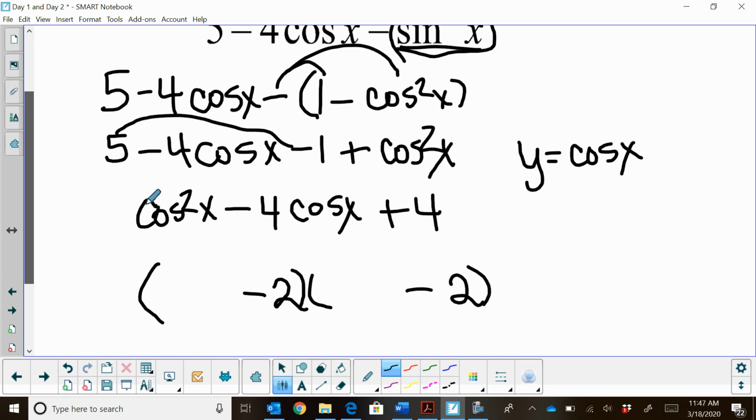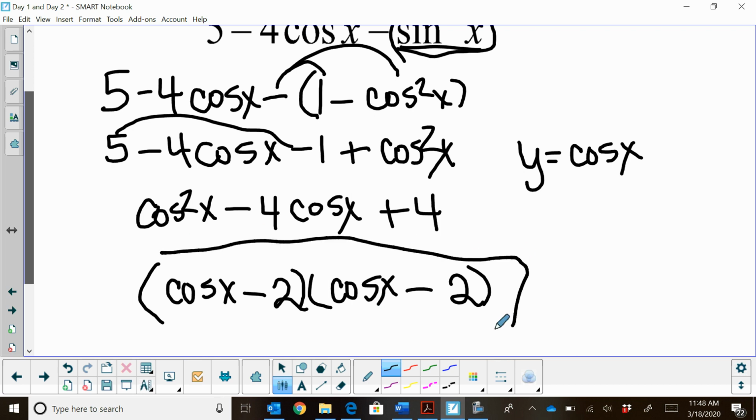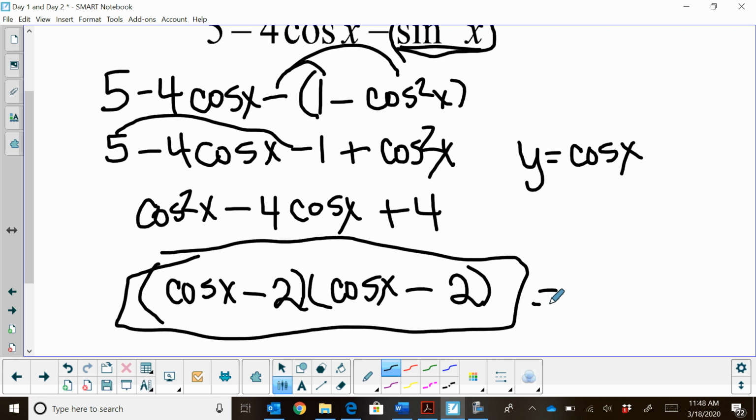So what is the square root of cosine squared? Just cosine. And there's my factor. I'm done factoring. You can also write it as cosine x minus 2, all quantity squared.